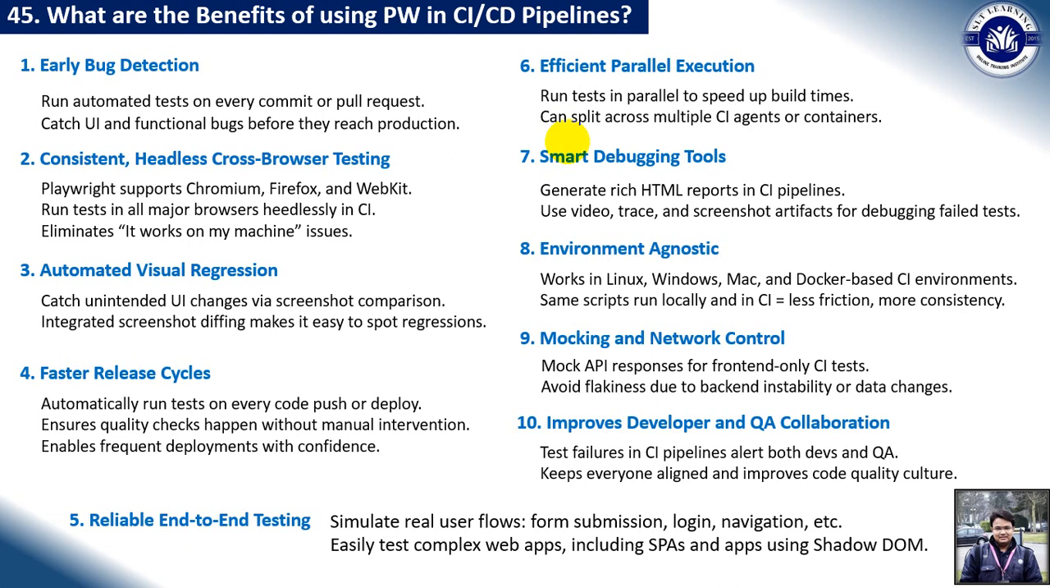Next is consistent headless cross-browser testing. It is very helpful when you have this automation in place. You can test the same test case on multiple browsers at the same time, which is useful and saves you time for other activities. Then, automate visual regression. In Playwright, you know how you can do screenshot comparison and find the difference between two screenshots of the same module. That is helpful when it is integrated with CI/CD, so it gets executed on multiple servers.